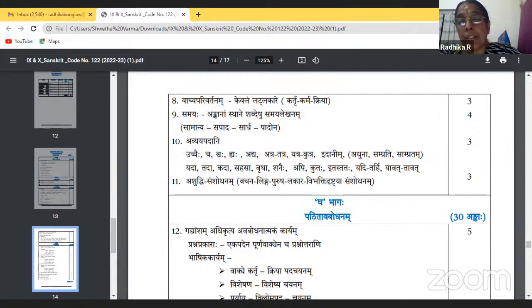The last part of the bhaga is Ashuddhi Samshodhana, which means correct the sentences according to Vachana, Linga, Purusha, Lakara, Vibhakti, Drishtya Samshodhana. The underlined words should be corrected. Options are there. They have to look at Vachana, Linga, Purusha, Lakara, Vibhakti, and correct the underlined word and write the answer.